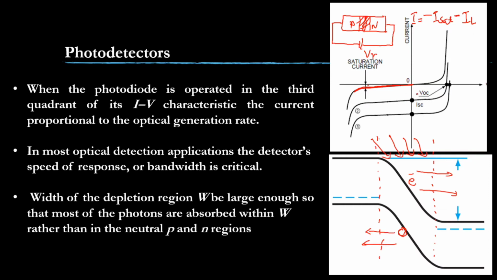So look at this, this is the current generated. If more photons are falling on the device, the current will be more, electron transportation will occur across the junction, and more current will appear across the junction. That is why the first point says the photodiode should operate in the third quadrant in order to work as a photo detector.